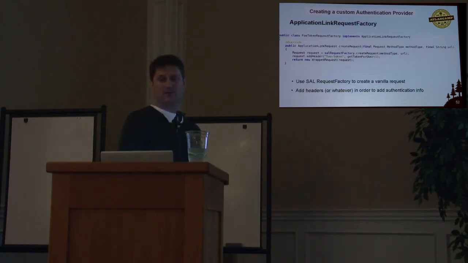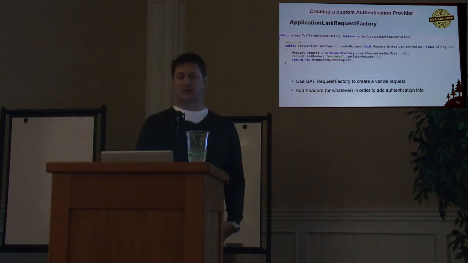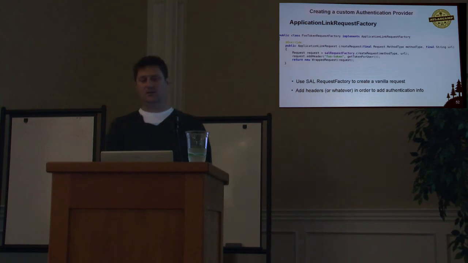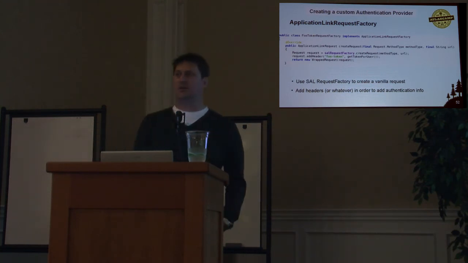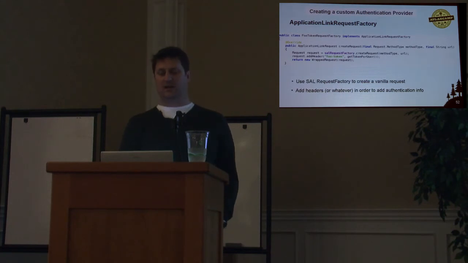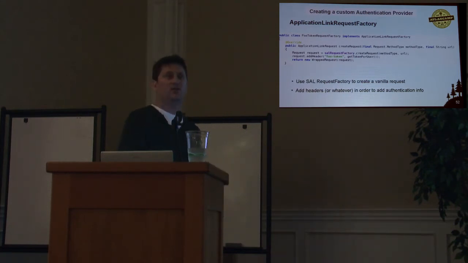Okay, so obviously a request factory needs to at some stage be able to create requests, and like I said, all we're doing here, you don't have to do it this way, you could implement it yourself, but I think this is the easiest way. You create a non-authenticated request with the SAL request factory, and then you add your authentication data to that. So you may be adding some headers like I've done there. You may be playing around with the URL, I guess, adding a param or something like that. And you need to return an application link request.